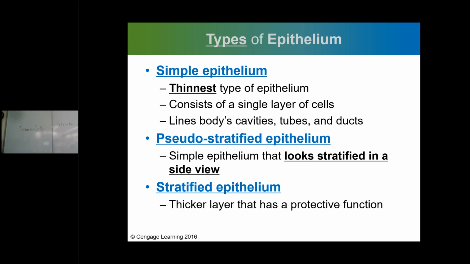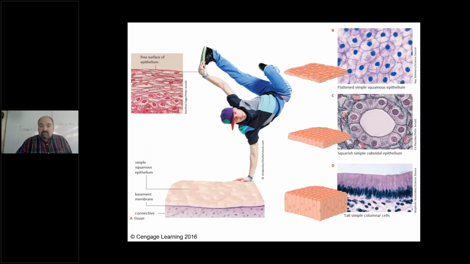Okay. Now, how about when we said pseudostratified? You'll see there, pseudostratified. Well, what does that mean? That means that it looks like it's multiple layers, but it's not. Okay. So that's how we know when we're talking about these different types of tissues. And here's another thing.